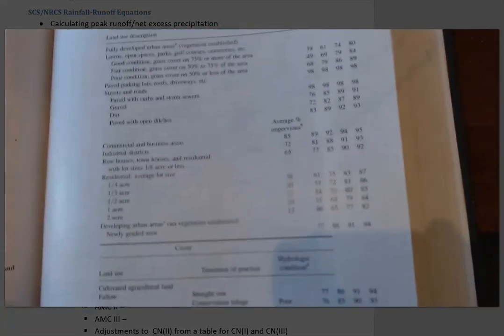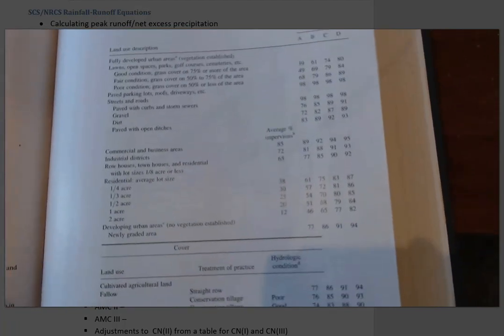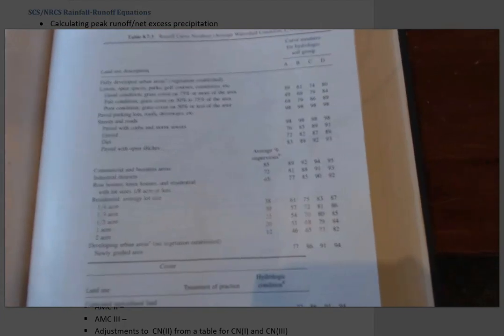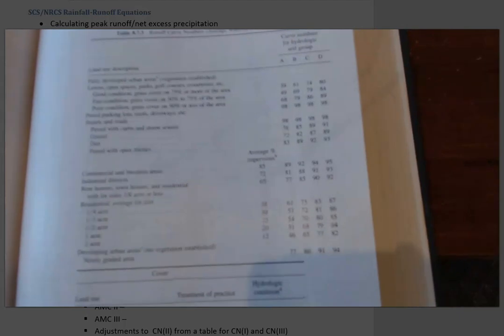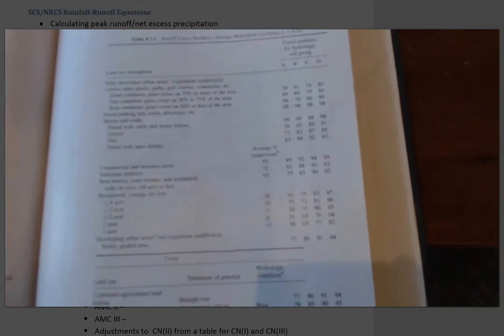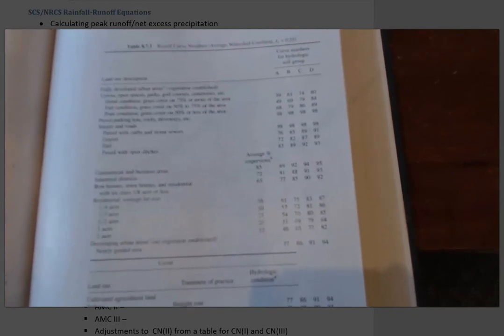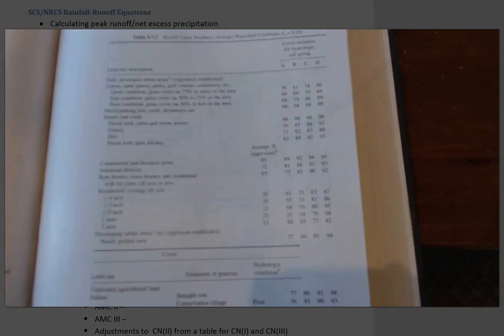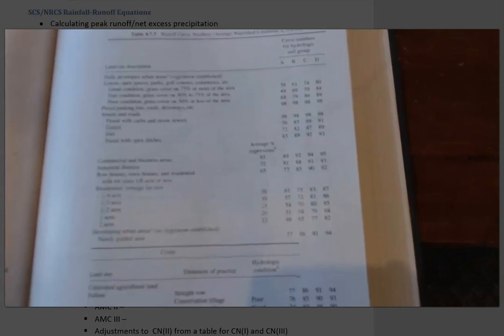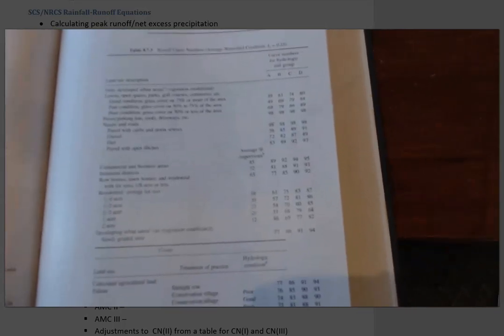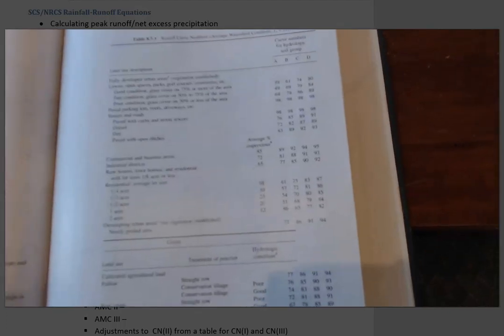Let's look at the table in your book. This is table 8.7.3, and you can look at it in your own book. We've got the curve numbers over there on the right. They're from 0 to 100, and you can see that for different types of areas.